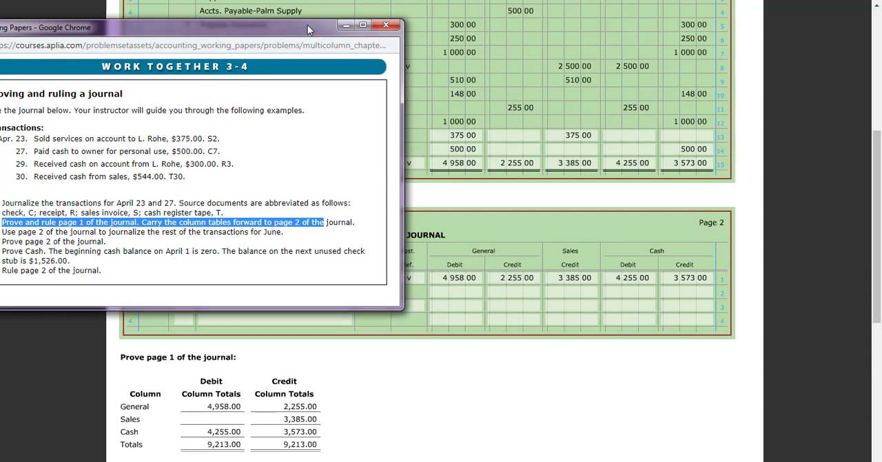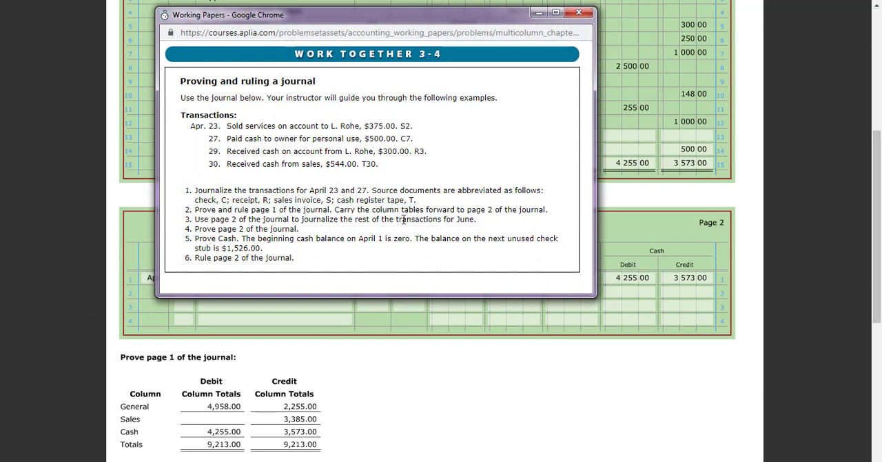And in fact, in our directions, did you notice there's a typo? It says complete the rest of the transactions for June. Mistake. It's supposed to be April.